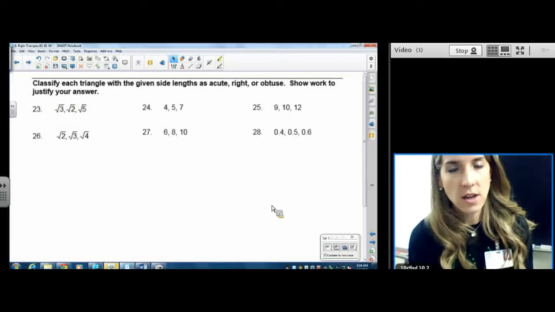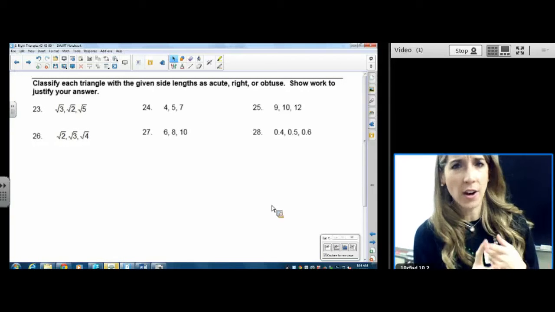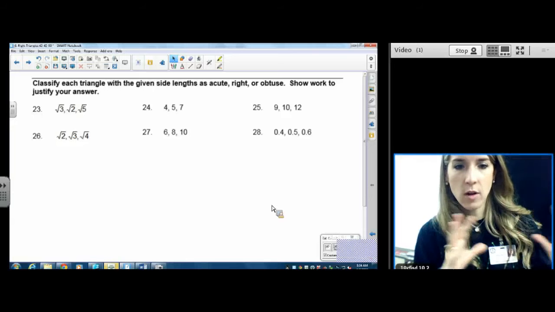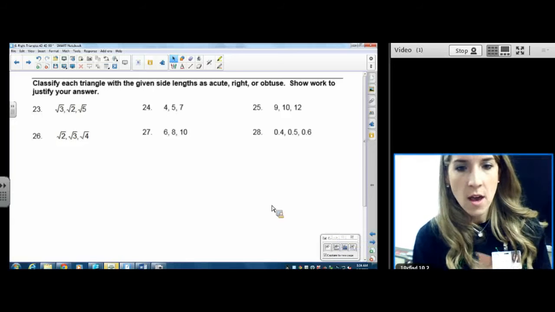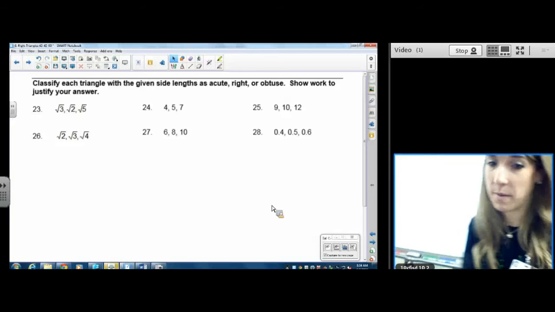We learned this last week, and you're going to have two questions on your quiz about this today. Most of the quiz is Pythagorean theorem and radicals, but you're going to have two questions about acute, obtuse, or right on your quiz today. I was asked about number 25. It's not the toughest one from this section, but I'll do it.